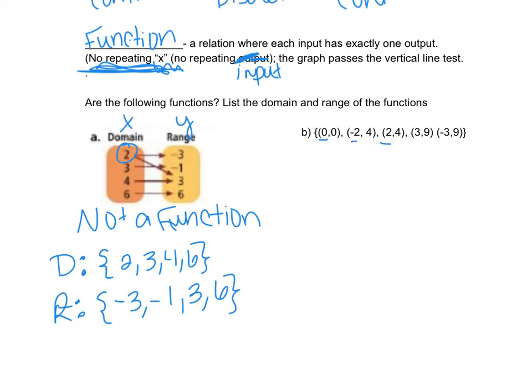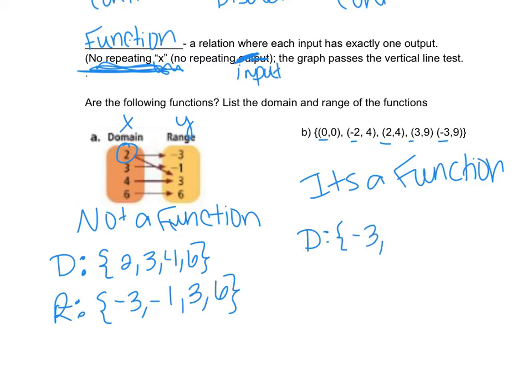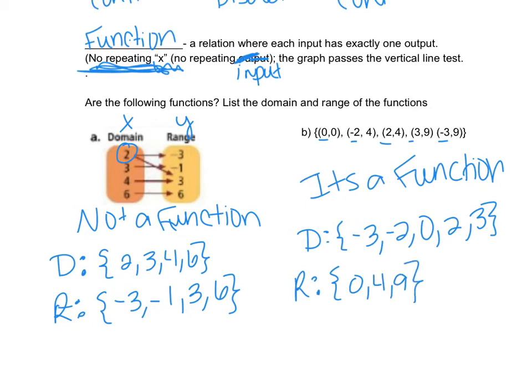Okay, for letter B, do any of the x's repeat? Looks like you have a 0, -2, 2, 3, and -3. Doesn't look like they repeat. The y's repeat, but that's okay. It's a function. So let's list the domain. Let's try to put them in order: -3, -2, 0, 2, and 3. And let's do the range. Range is all the y values. So it looks like 0, 4, and 9. And that's it.